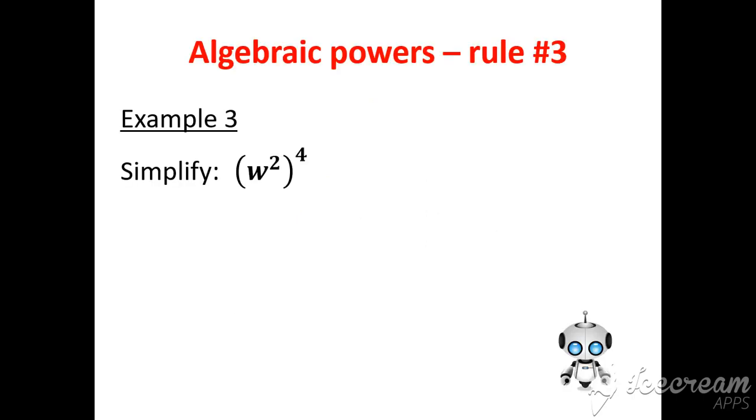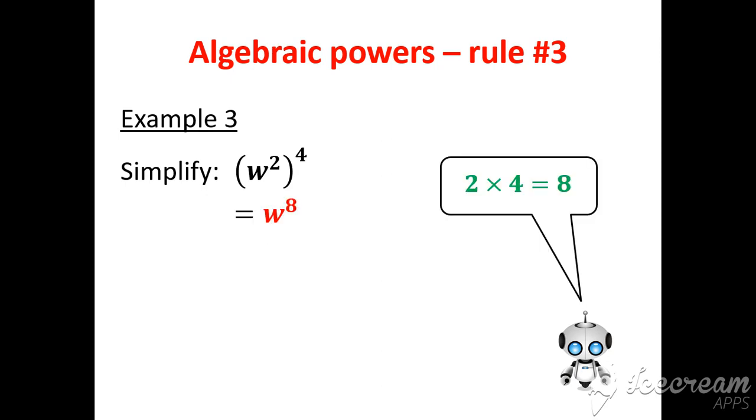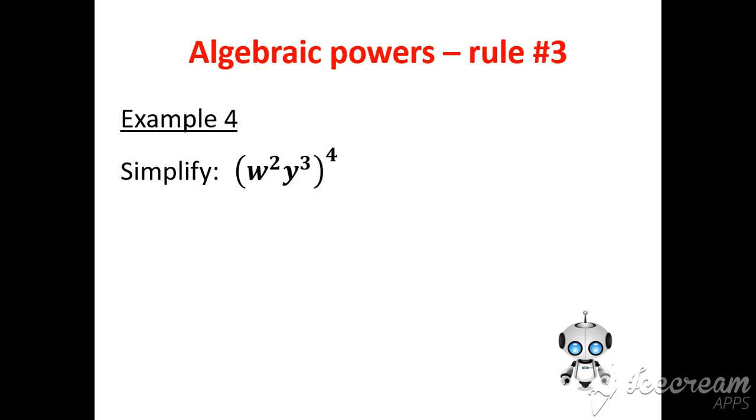Right, so let's practice that with example 3. Simplify inside brackets w squared, and that's all been raised to the power of 4. Well, we can now just go 2 times 4 is 8, so it's w to the power of 8. Right, what about this example?